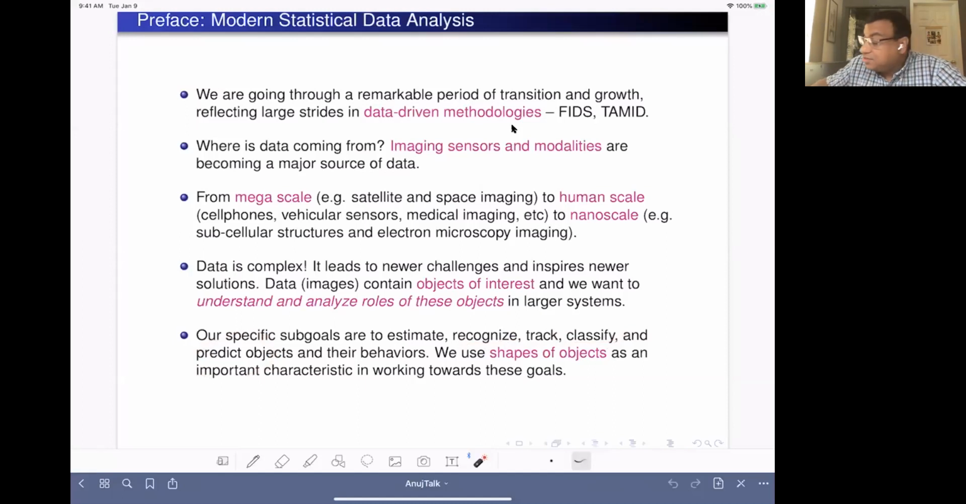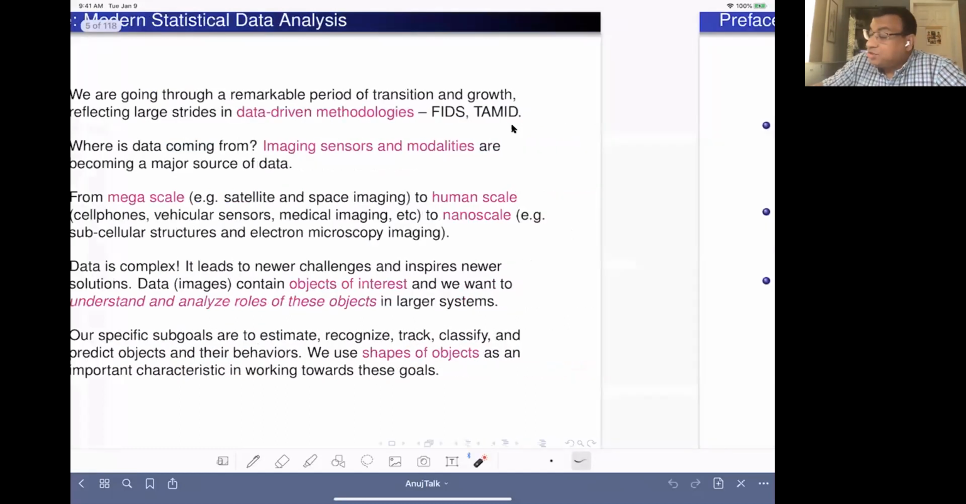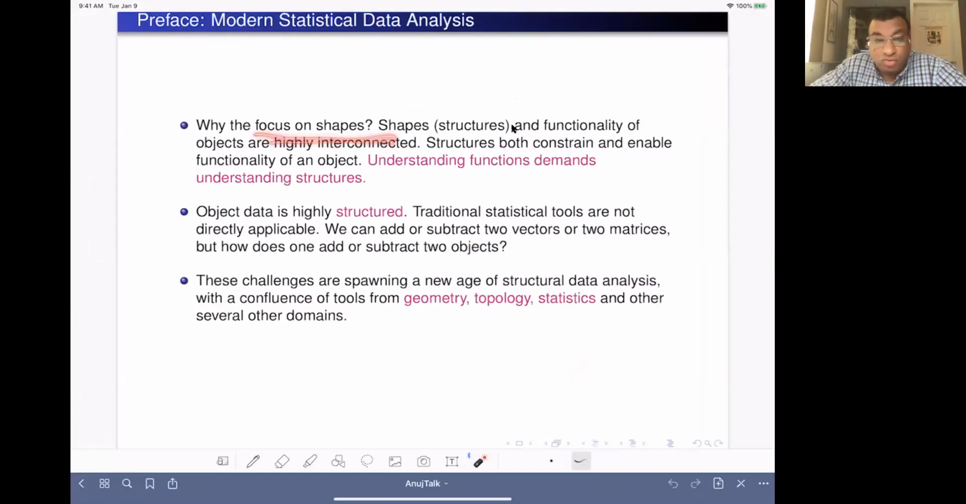And one of the ways that we are focused on is to understand these objects via their shapes. Okay, shape is just one explanation of the objects, one descriptor of the object. That's the one we are interested in. There are other descriptors, and one can bring them also at different stages. So why focus on shapes? What is so remarkable about shapes?